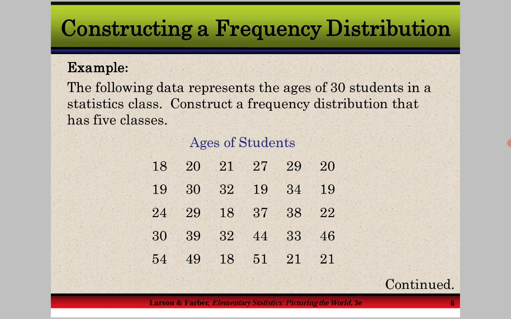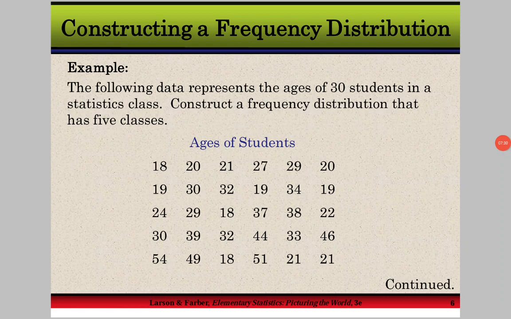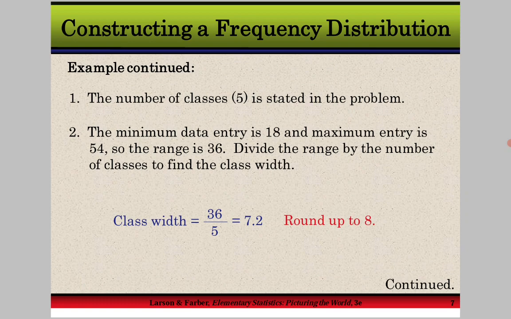So we construct a frequency distribution table by using 5 classes for the ages of 30 students. The data is 18, 20, 21, and so on. How do we construct a frequency distribution table? The first step is that the number of classes is stated in the problem.